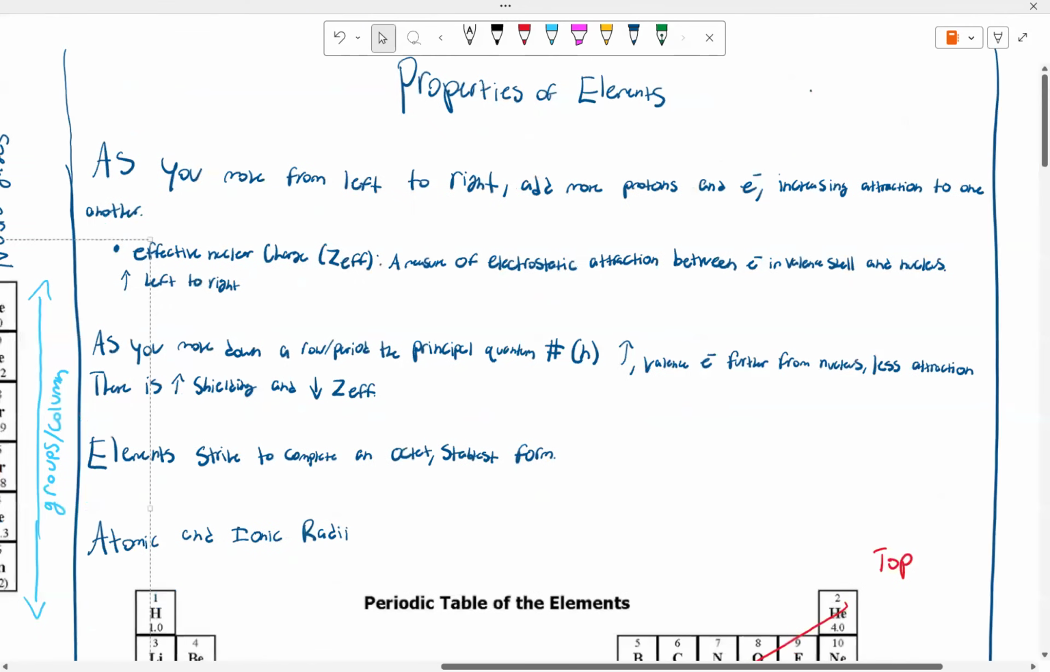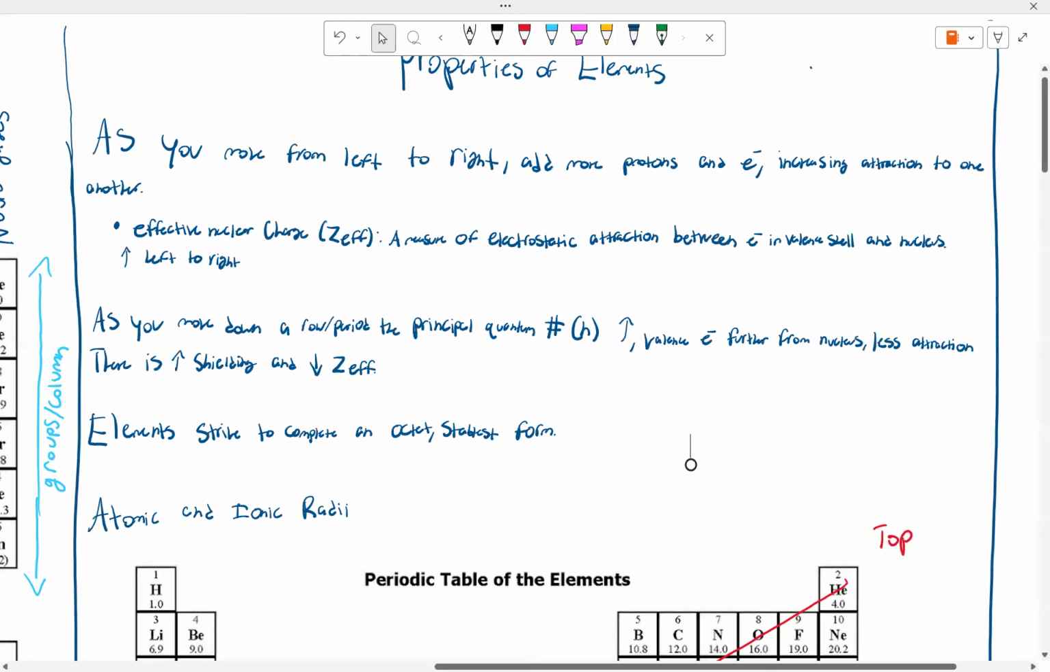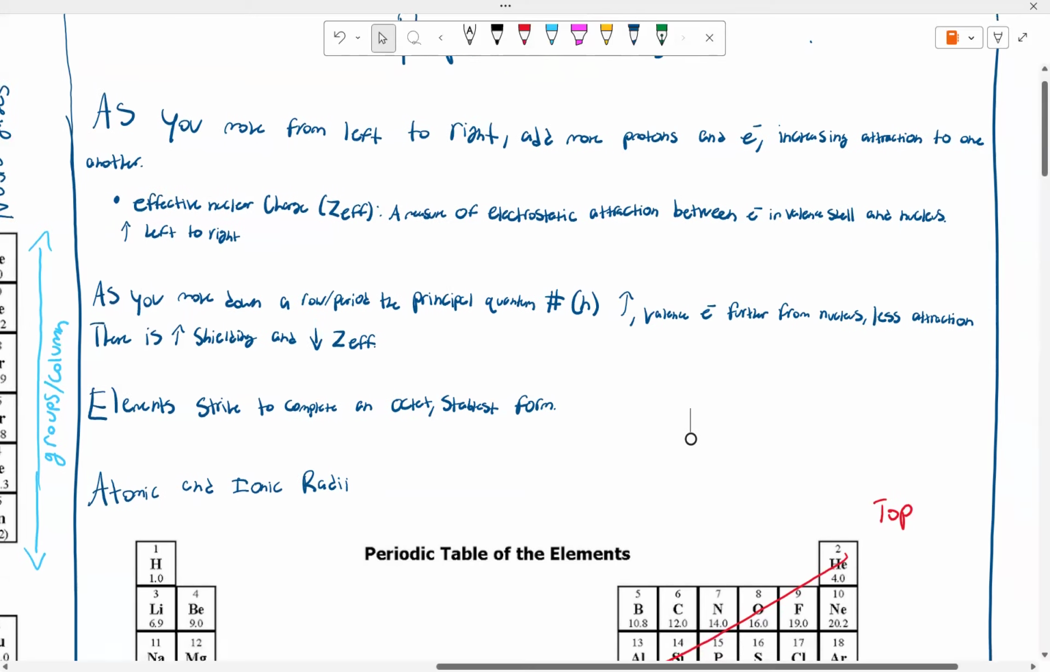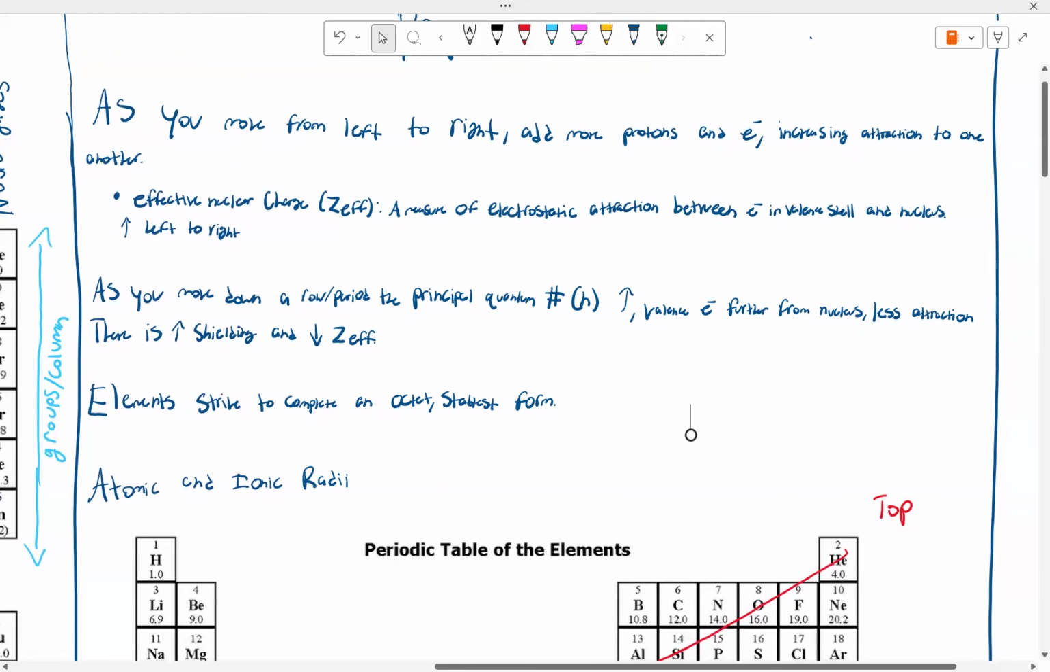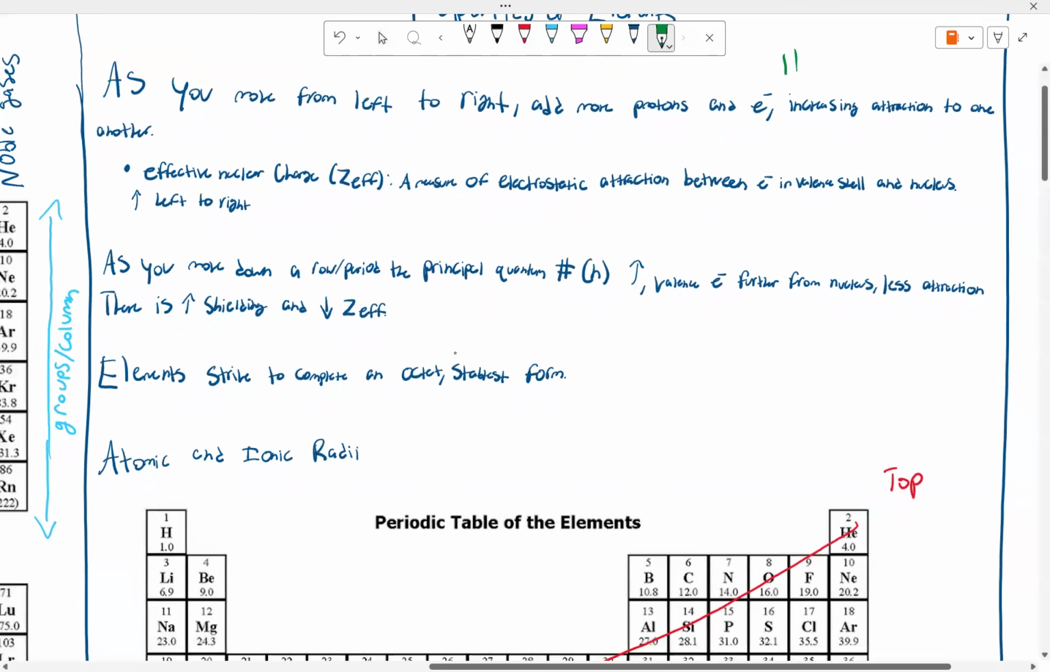Then I have some of the properties of the elements. So, as you move from left to right, you're adding more protons and electrons, just as a general rule of thumb. So you're increasing attraction from the protons to the electrons. Remember Coulomb's law, right? It's the absolute value, right? In the numerator, you have your two charges, whether positive or negative, over your distance.